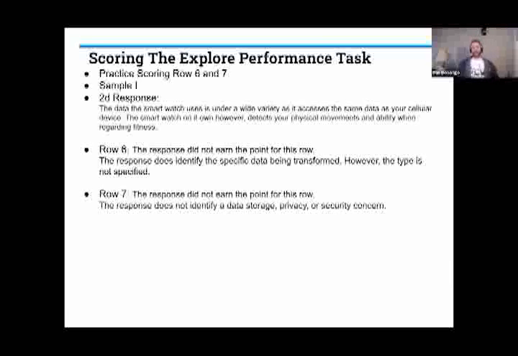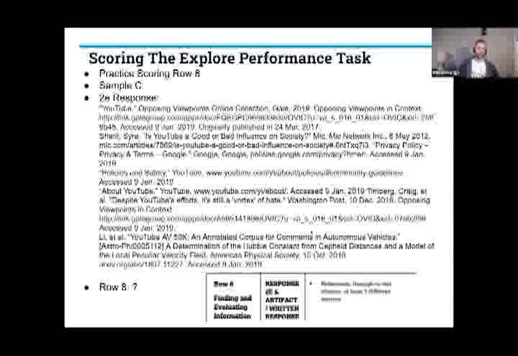All right, so row 6, the response did not earn the point for this row. The response does identify the specific data being transformed. However, the type is not specified, right? It does say the smartwatch on its own, however, detects your physical movements and ability when regarded fits. So it does talk about maybe transforming, but it doesn't actually say what type of data it's taking in.